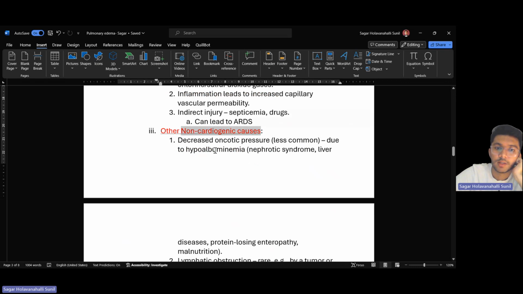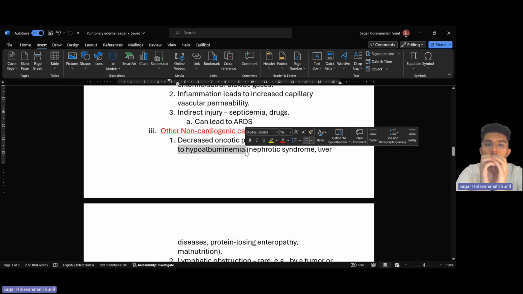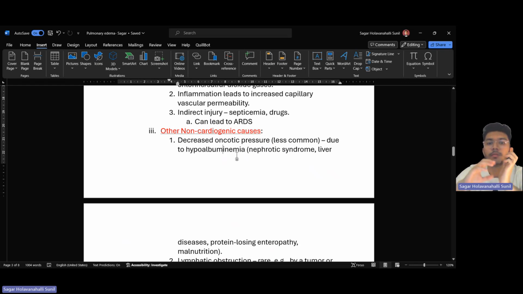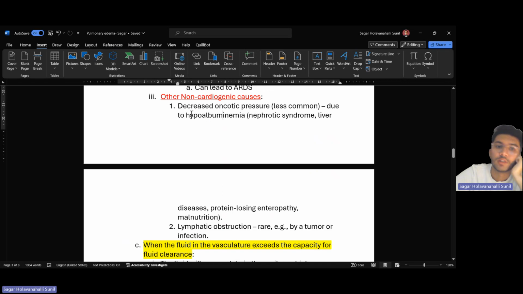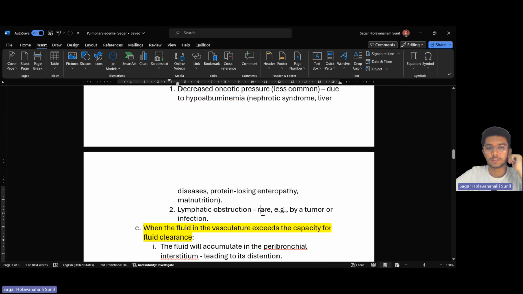Now, non-cardiogenic can be hypoalbuminemia. So essentially within the capillaries, when there's a decreased amount of proteins, there is no oncotic pressure pulling the fluid back into the capillaries, right? So it's more likely that the fluid will get attracted to the proteins in the interstitial space, that is within the septa, than the proteins present in the capillaries. So some causes of hypoalbuminemia could be nephrotic syndrome, liver diseases. So you can just mention liver diseases and nephrotic syndrome, to be honest. And of course, malnutrition is quite logical.